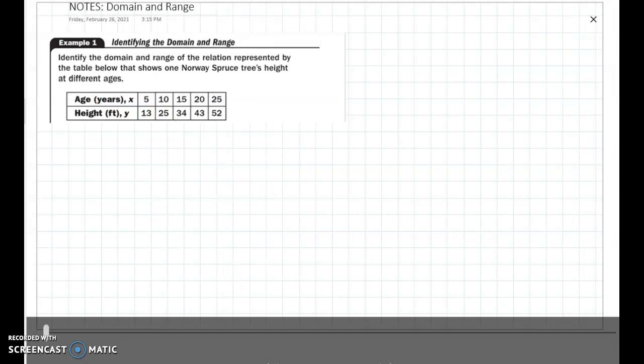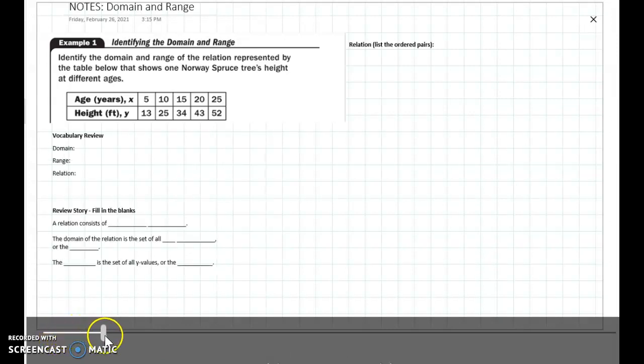For this example, we have been asked to identify the domain and the range of the relation represented on the table. Now the table shows the height of a Norway spruce tree at different ages. So we have all this stuff that we're going to fill in. It's already there on your page for you.